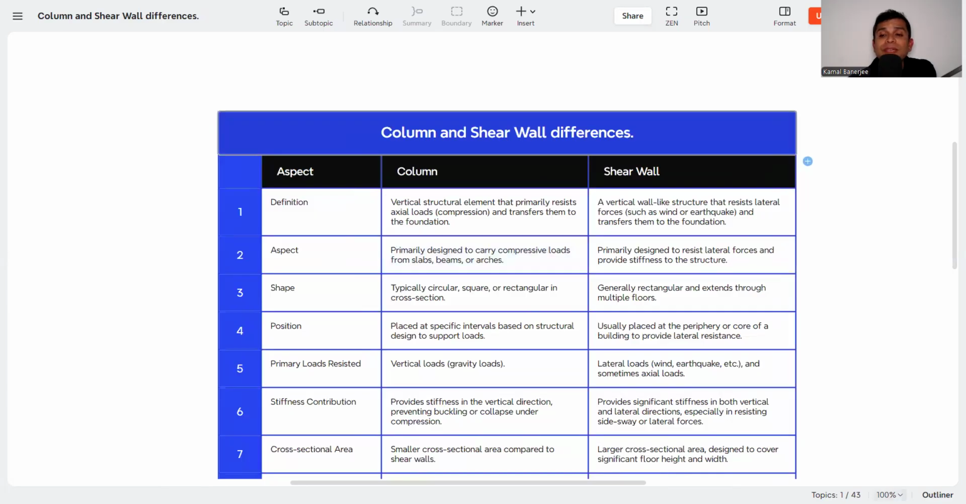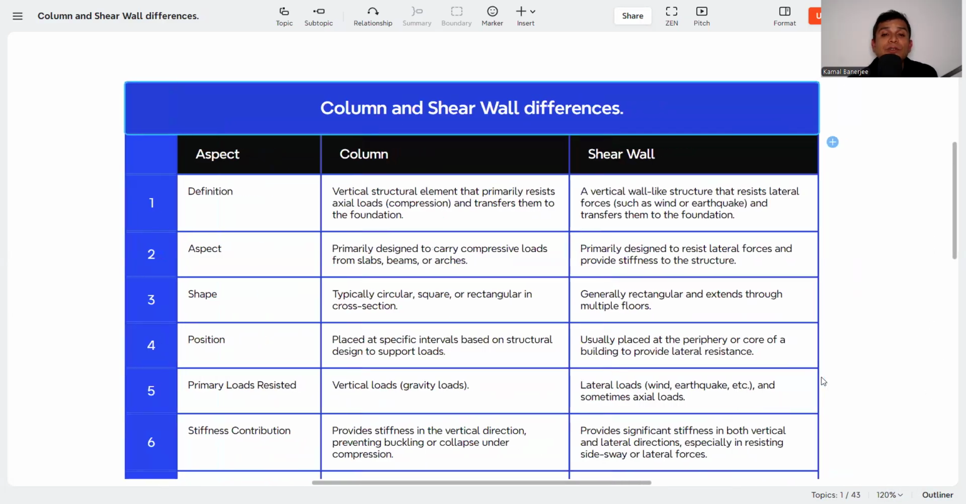So the column, the definition is a vertical structural element that primarily resists axial load. And what is axial load? That is the compression. So the column takes the axial load and transfers it to the foundation. That means whenever the axial load is coming, it comes to the column and it is transferred to the foundation.